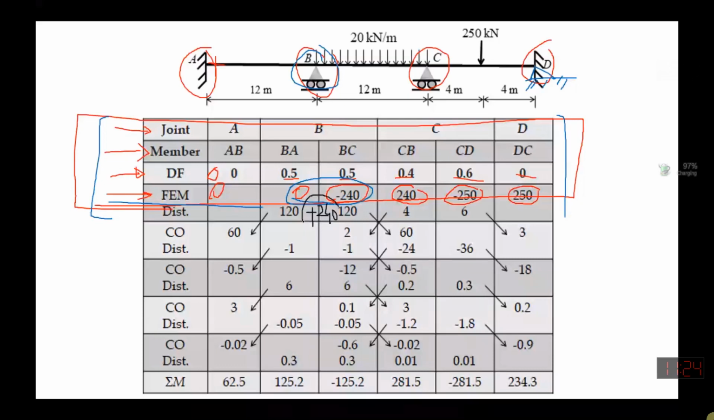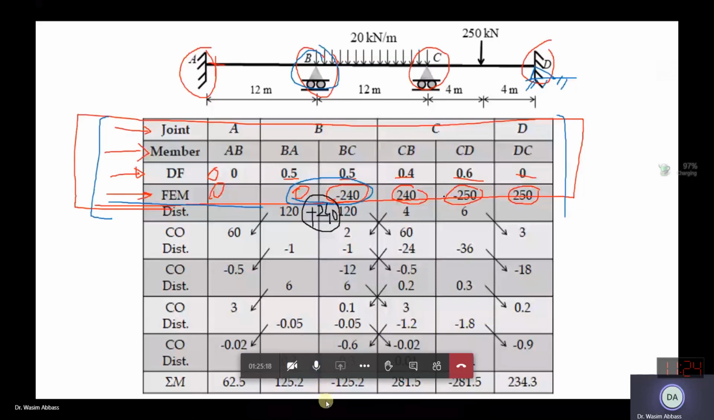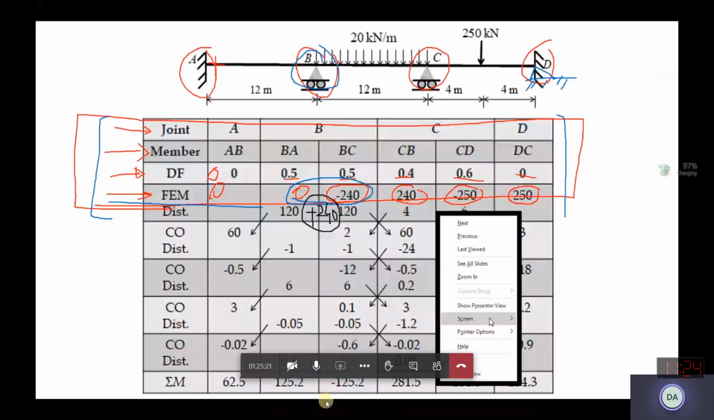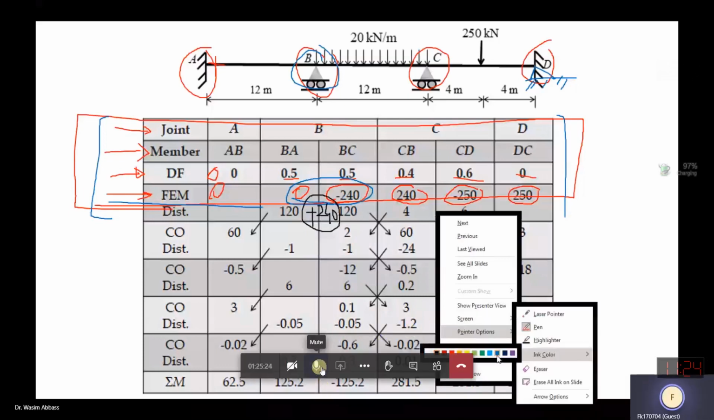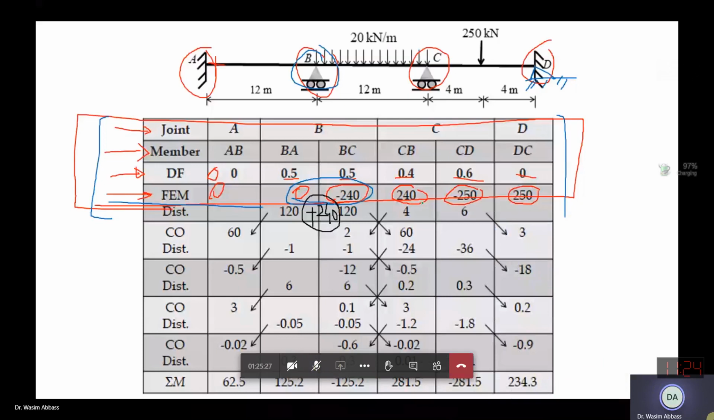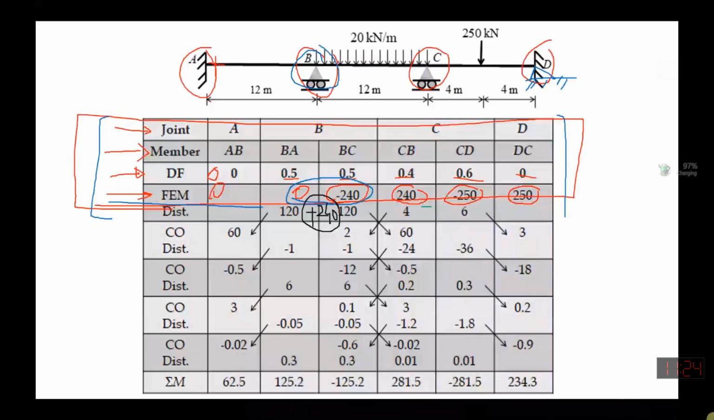Again, we'll go to joint C and see how much the unbalancing moment is at joint C. Can anybody tell me? Minus 10. So minus 10 is the unbalancing moment, and it will be balanced by 4 and 6. This is the trickiest part within the moment distribution method: you have to find the counterbalancing moment at each joint. So here we need 10 kilonewton meter as counterbalancing.